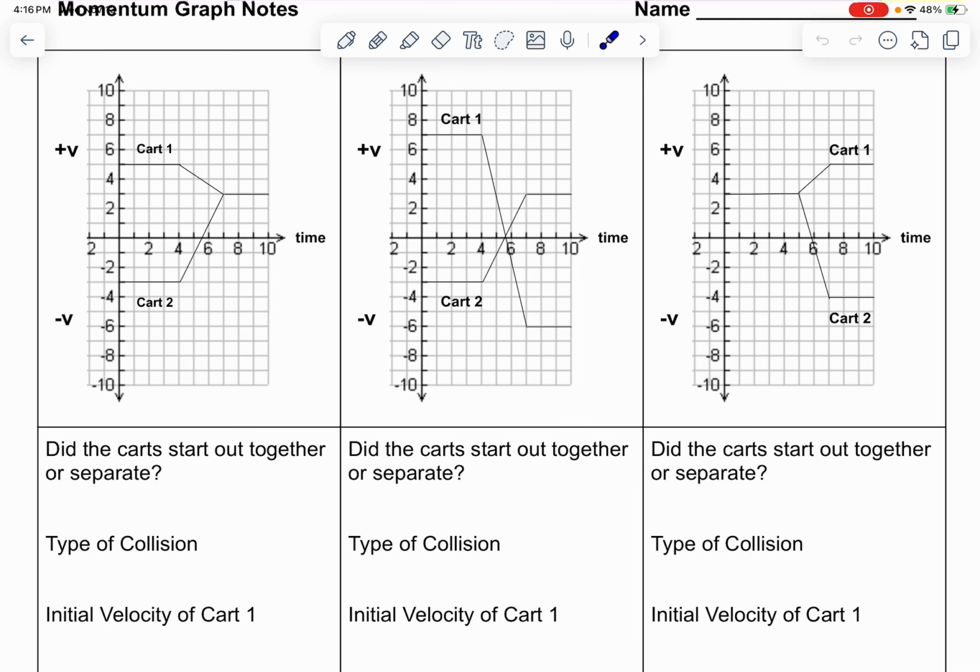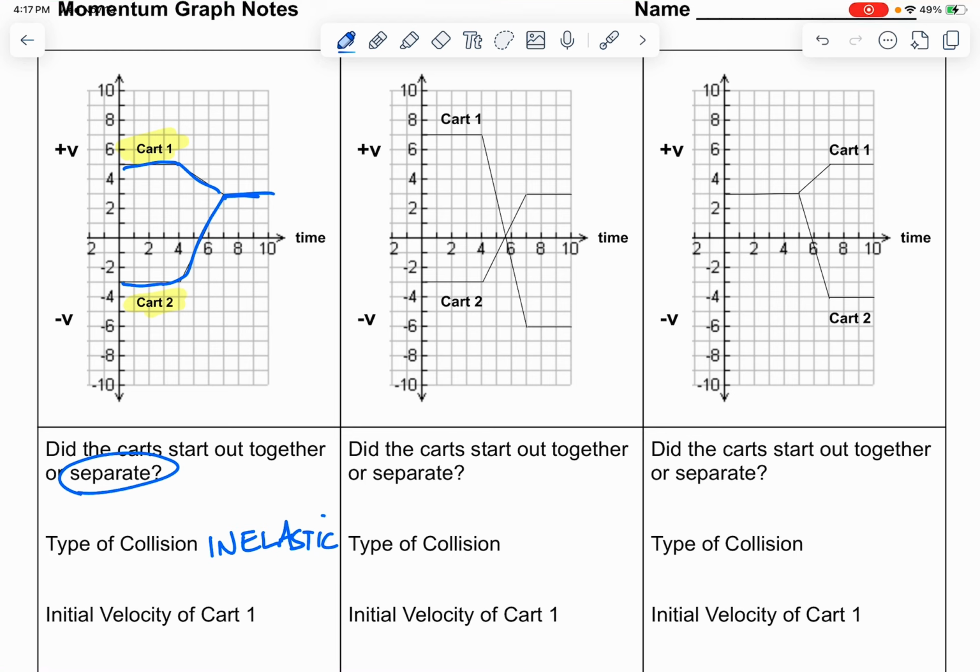So our first graph on the left here, we've got cart 1 and we've got cart 2. First question says, did the carts start out together or are they separate? What we're noticing is that since the lines are separate from each other, they are separate. Now what ends up happening is that cart 1 and cart 2 hit together and then stick together. So if they're separate to begin with and they stick together, we say that's an inelastic collision. All right, that's the sticky kind.